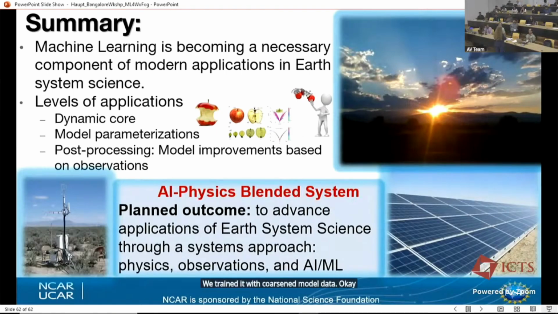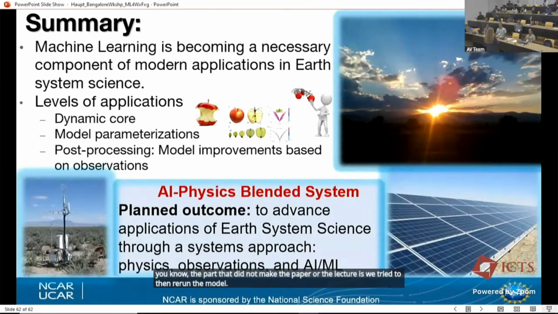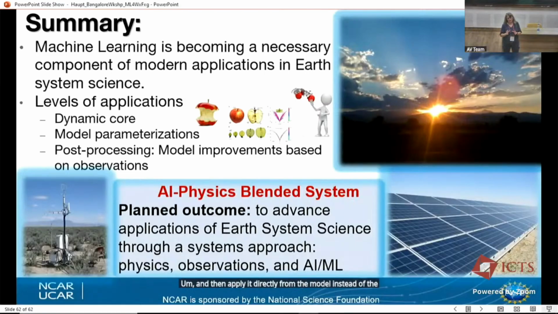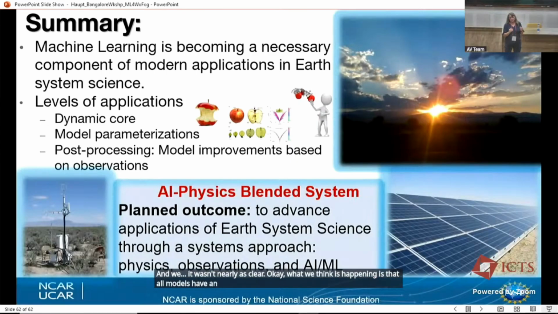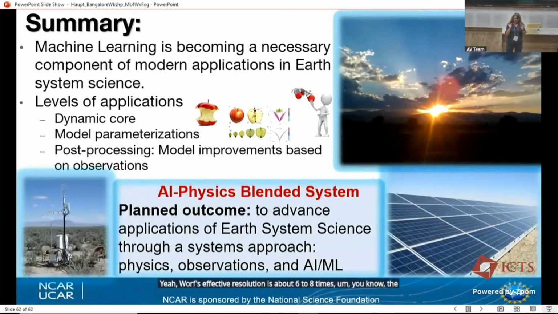Okay, at one point, and this is the part that did not make the paper or the lecture, we tried to rerun the model and then apply it directly from the model instead of the coarsened data. And it wasn't nearly as clear. What we think is happening is that all models have an effective resolution. WRF's effective resolution is about 6 to 8 times the grid size.